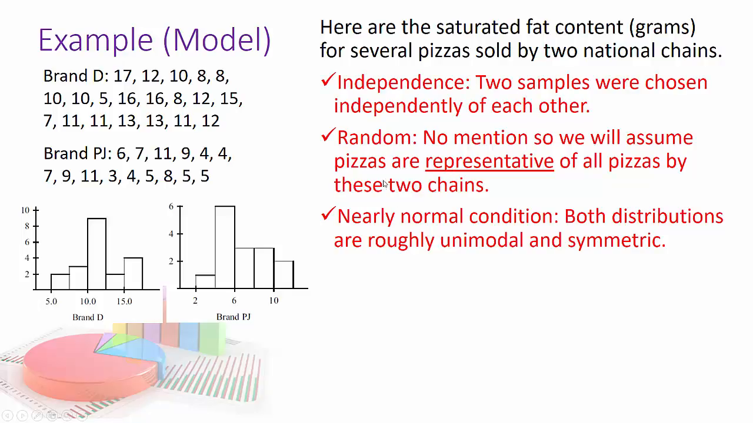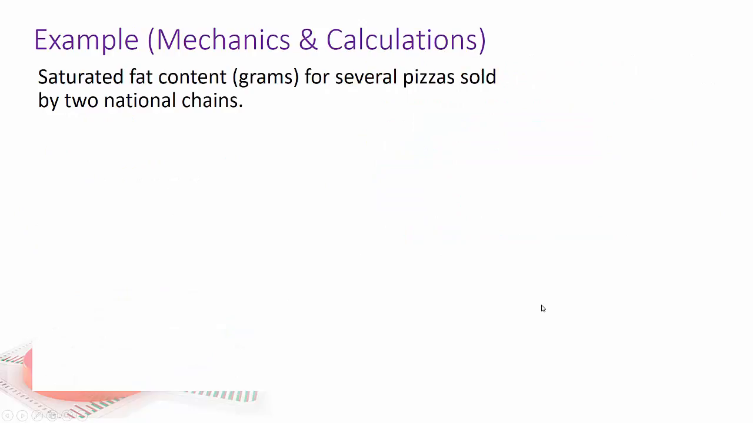So we're looking at the conditions. Independence: the 2 samples were chosen independently of each other. There's no mention that these were randomly selected, so we will assume that they're representative. If we can get representative in there, that kind of covers us. Nearly normal condition: since we have the histograms here, both distributions are roughly unimodal and symmetric. So make sure you have a histogram to double check that.